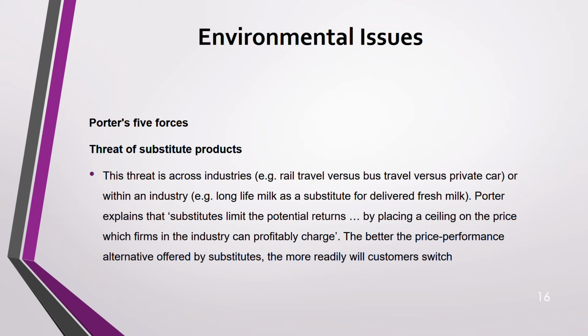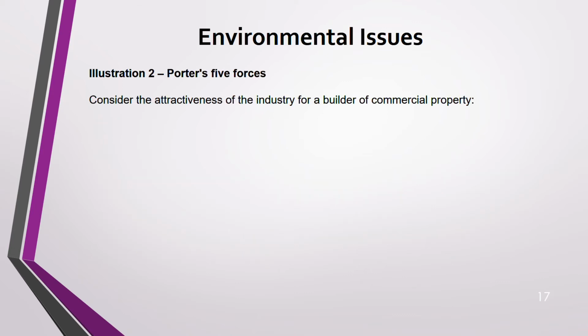So Porter explains that substitutes limit the potential returns. See, when you have lots of substitutes, you cannot make high returns. That's what Porter is saying. That means there's a ceiling on the price that you can charge when you have lots of substitutes. So the better the price performance alternative offered by the substitute, the more readily customers will switch. If you offer a better price to the customer in a market where lots of substitutes are there, customers will easily come to you and switch. So price competition is very high when there are lots of substitutes.